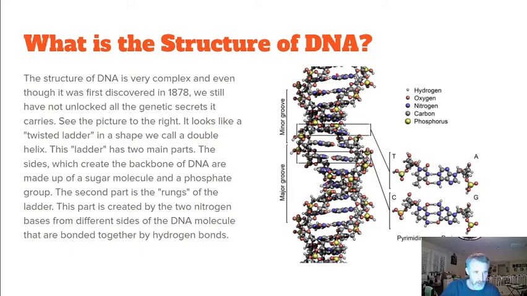Okay. So the sides make up the backbone of DNA. They're made up of sugars, as I mentioned, and phosphates. And then the second part is the rungs of the ladder, and that's created by the nitrogen bases. And they pair up in a very specific way. We'll talk about that later. But you can see here that thymine pairs up with adenine, and cytosine pairs up with guanine. And we'll talk more about those a little bit later as well.